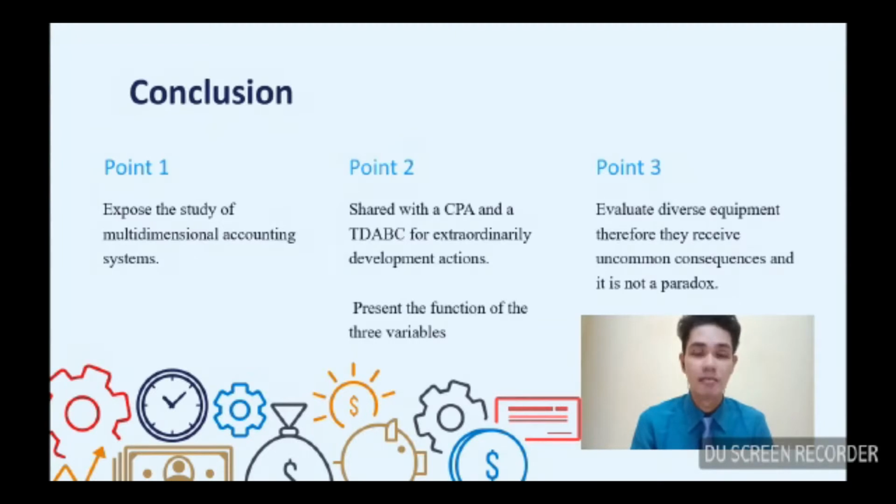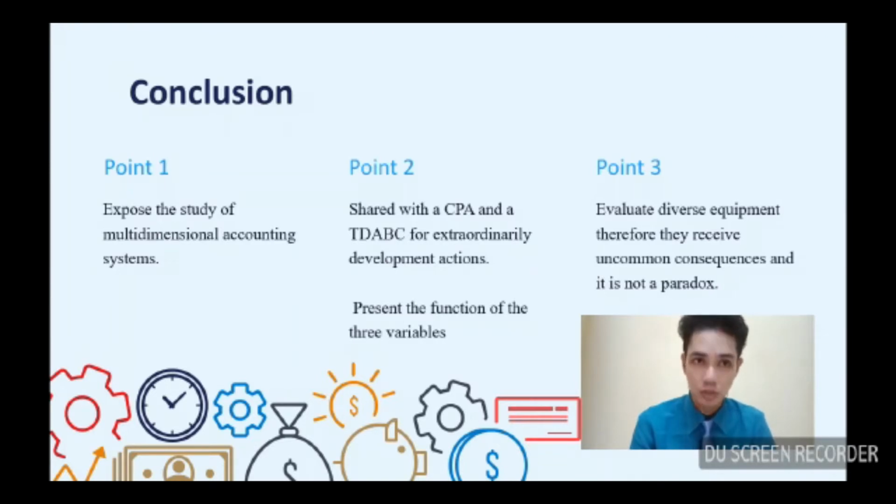So now I'm going to present the conclusion of this assignment. The first point is the history of the development of ABC. It exposed the study of multi-dimensional accounting systems, because today managers demand certain applications with a penetrating amount of modularity and handle estimate systems for everyday production.